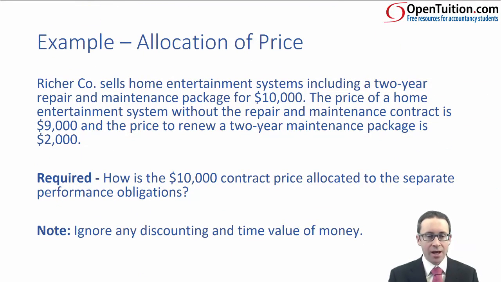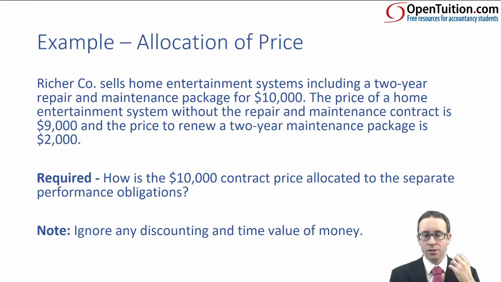Okay, so it goes through there and says in the requirement, how is the $10,000 contract price allocated to the separate performance obligations? Note, I made it a bit simpler. Ignore any discounting and time value of money. Because it's a 2-year maintenance package, so technically there will be discounting involved. Forget about it.